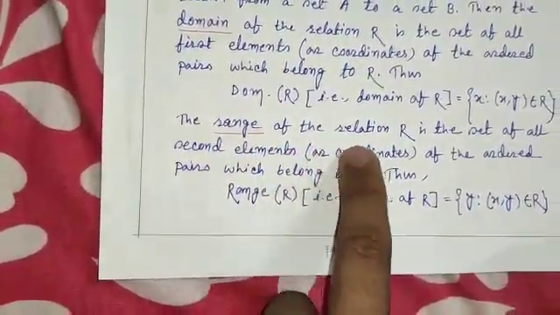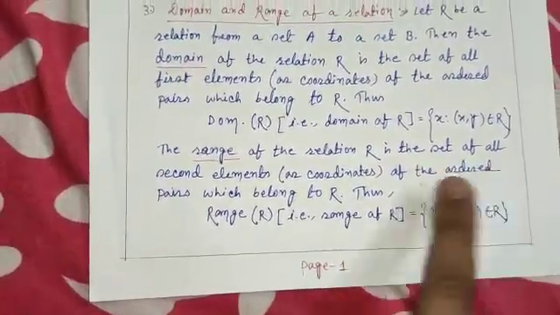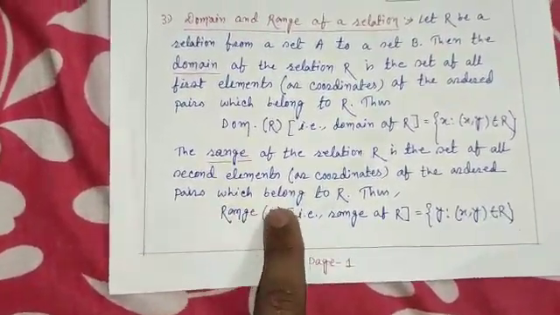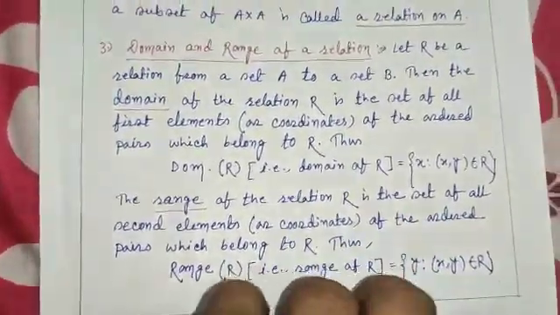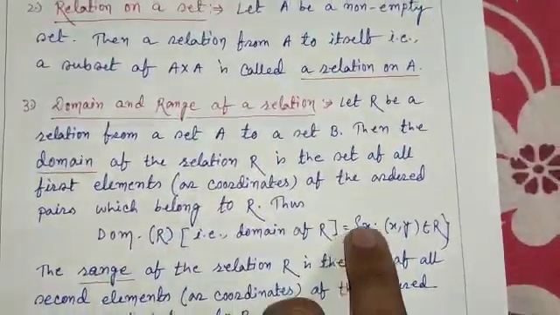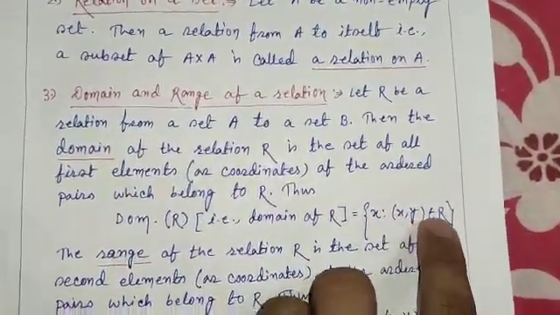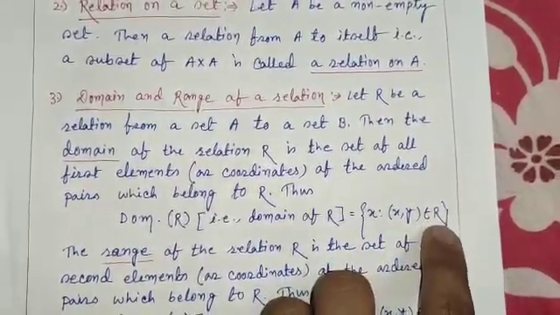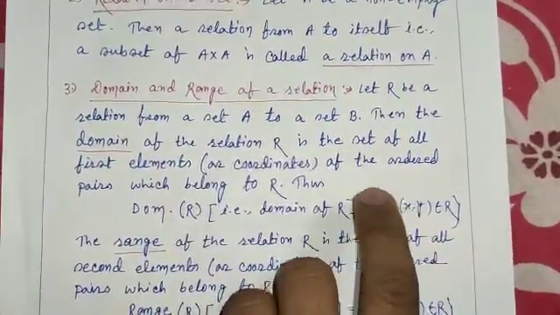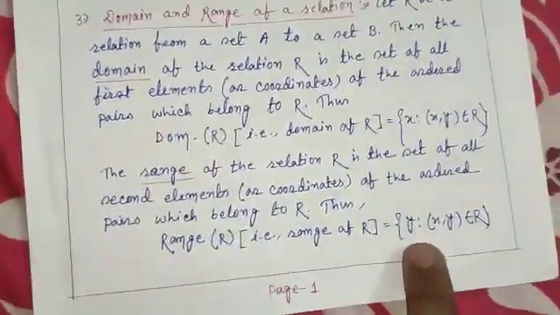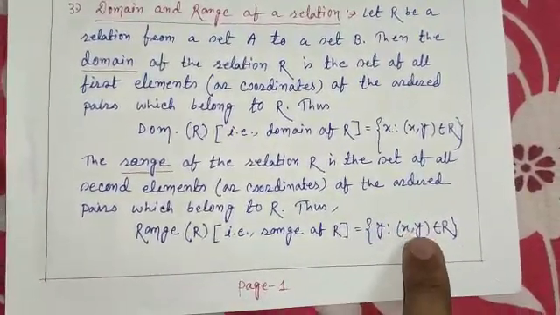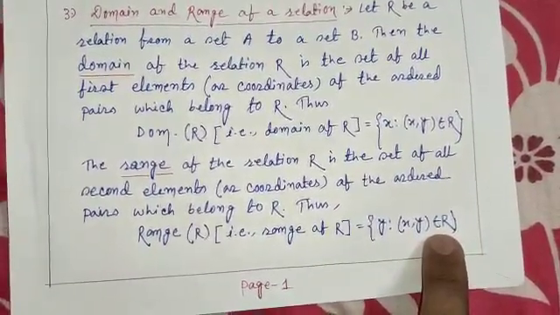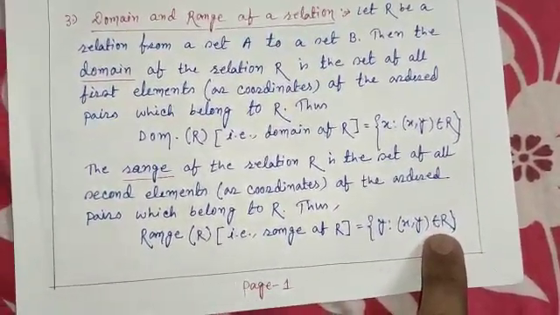So the range of the relation R is the set of all second elements or coordinates of the ordered pairs which belong to R. Thus, for the domain, what did we say? We said x such that (x, y) ordered pair belongs to R. That means from the ordered pairs (x, y) which belong to R, we take only x as a member of the domain, and only y as a member of the codomain. The ordered pairs (x, y) belonging to R means the particular relation.